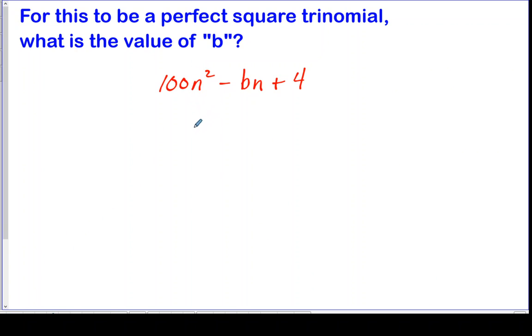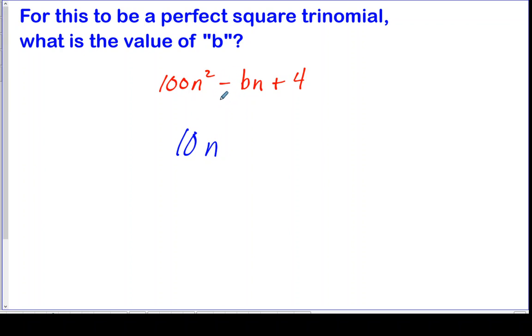Alright, look at this one. I think this might be the last one. So now we've got this, and we have our b value, and we want to know what would have to be the value of b in order to make this a perfect square trinomial. All right, well, take the square root of 100n squared. What's the square root of 100n squared? It's 10n.